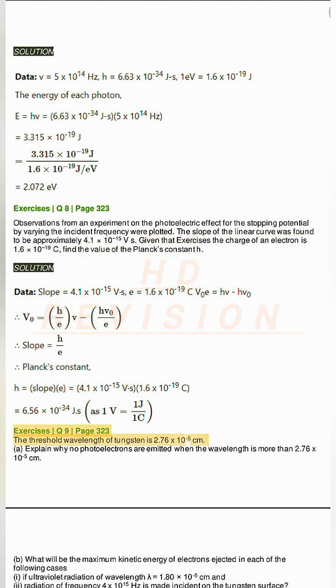Exercises Q9, page 323. The threshold wavelength of tungsten is 2.76 × 10⁻⁵ cm. A. Explain why no photoelectrons are emitted when the wavelength is more than 2.76 × 10⁻⁵ cm. B. What will be the maximum kinetic energy of electrons ejected in each of the following cases? I. If ultraviolet radiation of wavelength λ = 1.80 × 10⁻⁵ cm, and II. Radiation of frequency 4 × 10¹⁵ Hz is made incident on the tungsten surface.